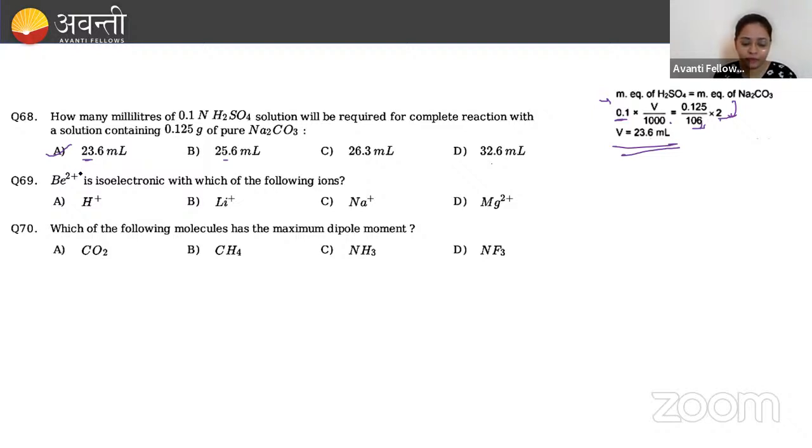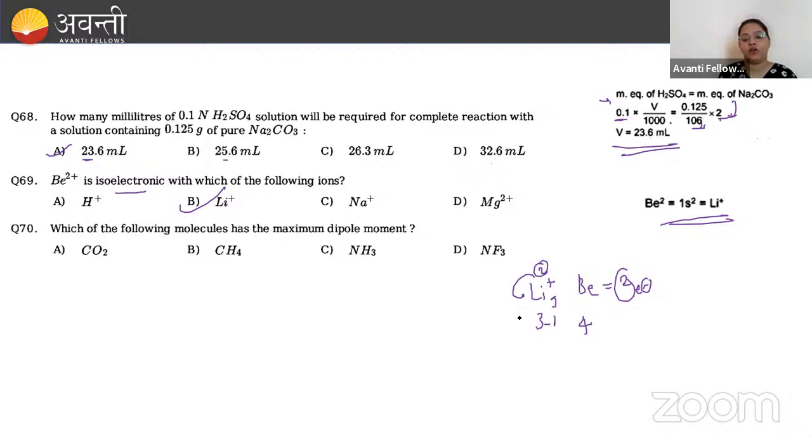Now let's move on to the next problem. Be2 plus is isoelectronic with which of the following ions? So how many electrons are present in Be2 plus? Beryllium is next to lithium. Lithium has 3 electrons, beryllium has 4 electrons. Out of those 4, 2 electrons are removed. So 2 electrons are present in this given Be2 plus species. It is isoelectronic with which species: H plus, Li plus, Na plus, Mg2 plus? It is isoelectronic with Li plus, because one electron is gone from lithium, then we get Li plus, which contains 2 electrons only.